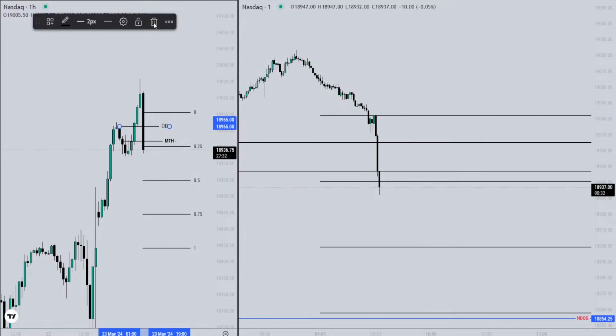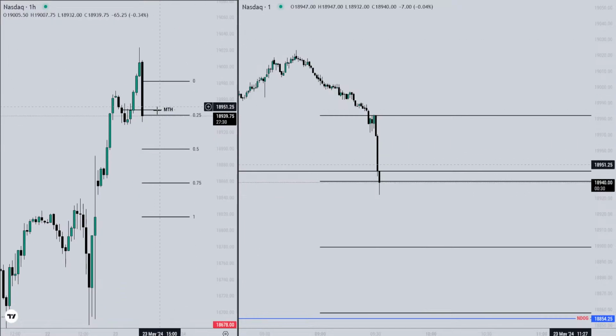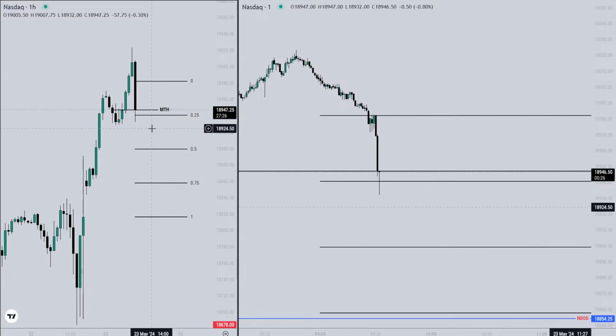I guess it's going to break all of this order block and the mean threshold. I will keep this mean threshold, but I will see how it reacts. The order block I don't need, because the market came until this mean threshold, so I don't need the order block.